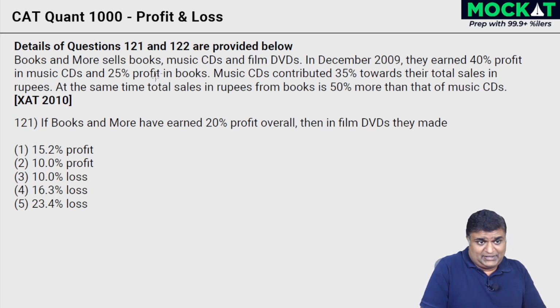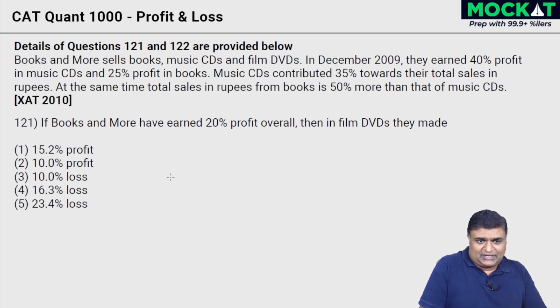This is an interesting set of two questions, with a simple case which turned up. There was also a lot of scope for making silly mistakes, so let's look at it. Books and More sells books, music CDs and film DVDs. Okay, three items over here. In December 2009, they earned 40% profit in music CDs, 25% profit in books. Music CDs contributed something of something and all of that. So we have the cost price, we have the profit, we have the selling price, the total sales, and that's it.